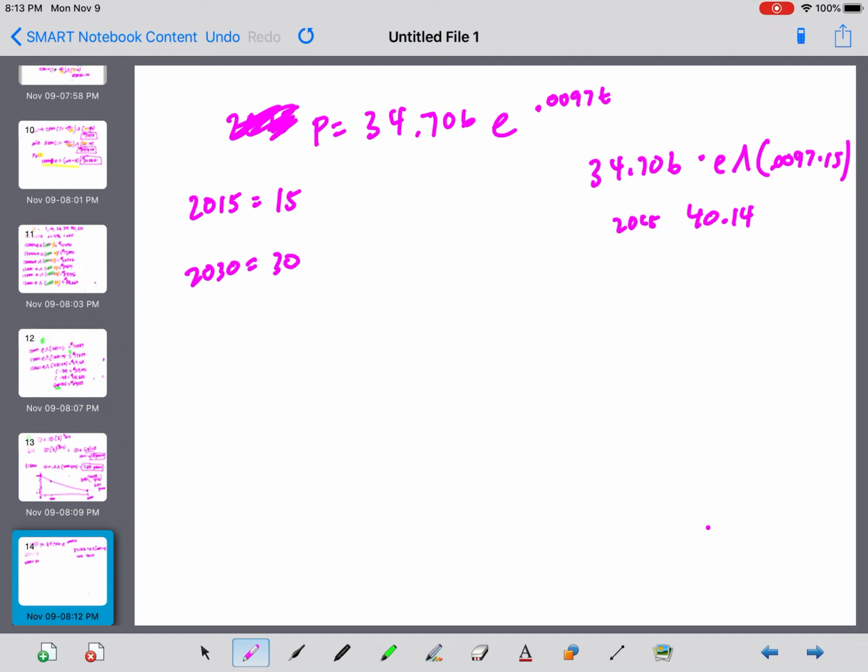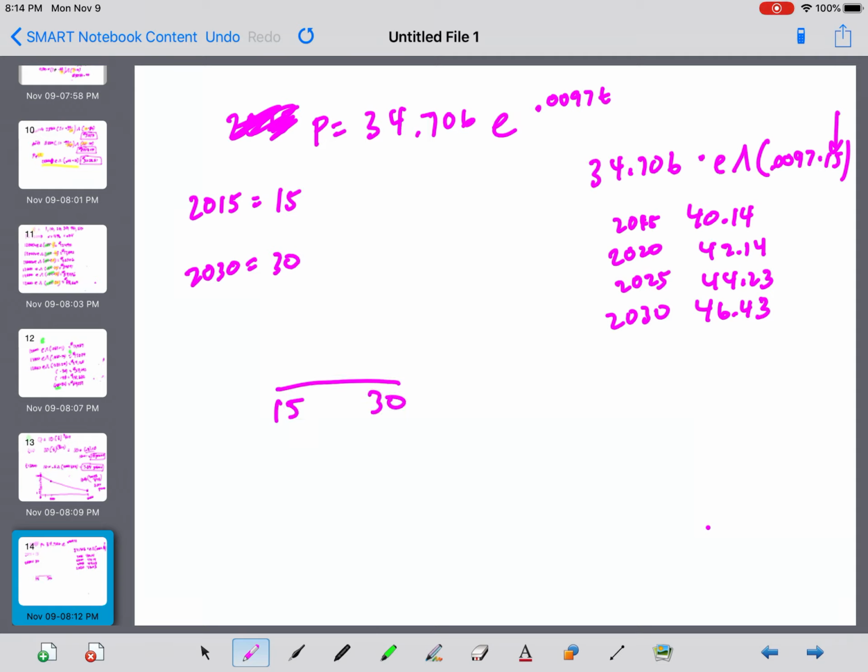And then I used Desmos to tell me what the population was in 2030. So I put 30 in right here instead of 15. The population was 46.43, so it's growing. All right, and I did actually 2020 and 2025. You could go in 1 year increments too, but it's a lot of typing. 42.14 and 44.23.